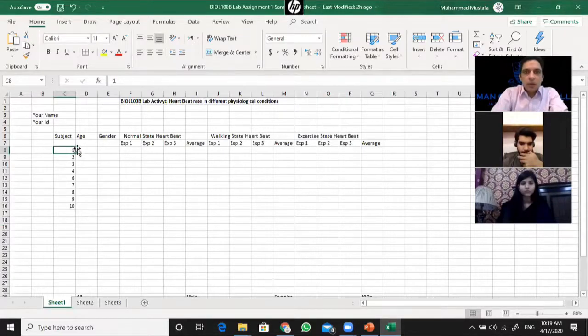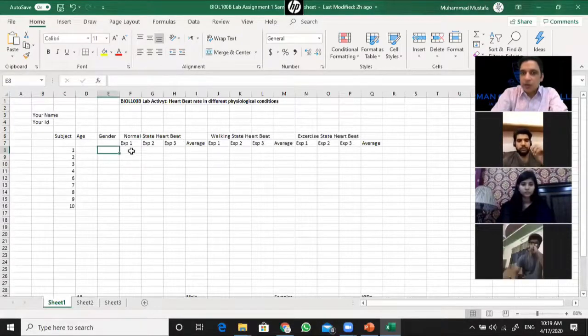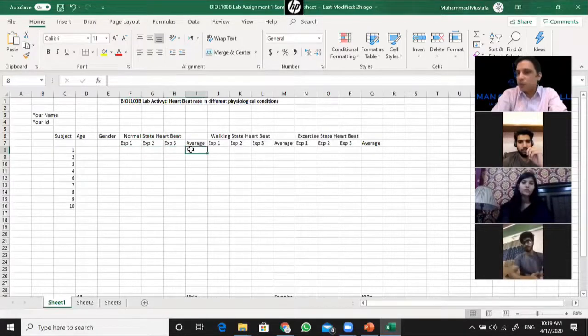And then you need to put the age here, gender here, then in the normal state you will get the first value, the second value, and the third value from that person. I told you the same experiment 3 times, and then you put the average value here. Then in the walking state, the first value, the second value, the third value, you put the average here. And then when the person is exercising, the first value, second value, and the third value from the same person, and then you put the average here. So that is how you will be generating your pool data.